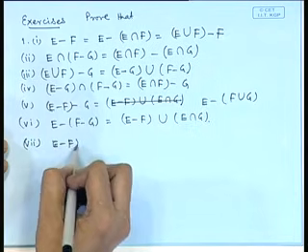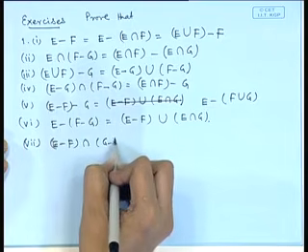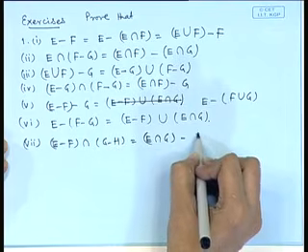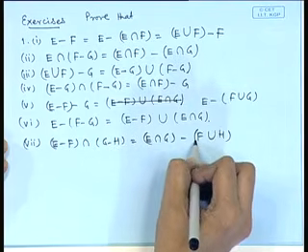E minus F intersection G minus H is equal to E intersection G minus F union H.